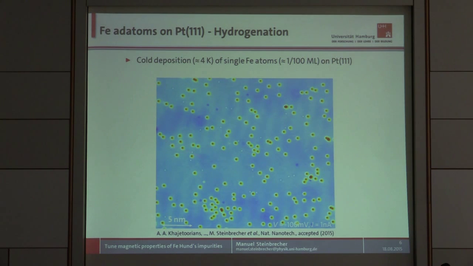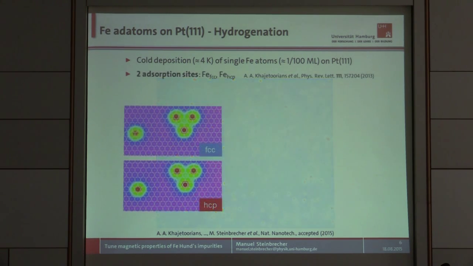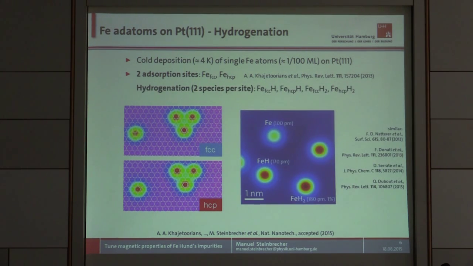You can see an overview STM image here. The iron atoms were cold deposited at roughly 4 Kelvin, 1% of a monolayer, and we can obtain two different adsorption sites, namely FCC and HCP, which you can see in the lattice here, where these three triangular atoms only are a reference for you. And when we are lazy enough and just wait, then we will end up having hydrogen in our chamber, and the hydrogen can attach to the iron atoms, and to FCC and HCP, there can be 1 or 2 hydrogen atoms, and you can see this directly in the apparent height, which is changing from 100 to 180 picometers.